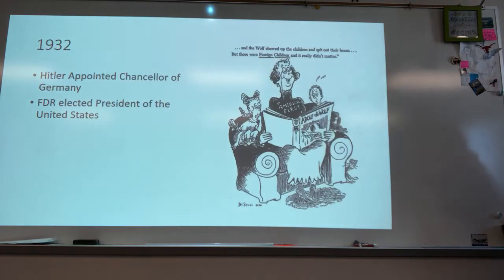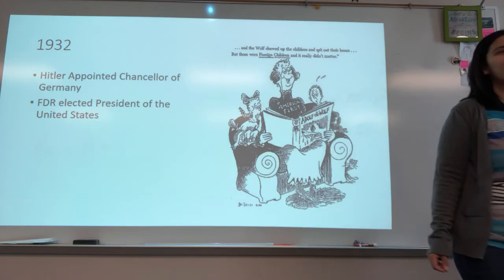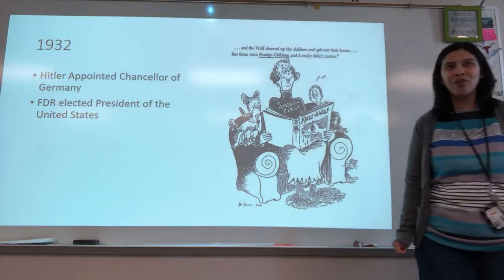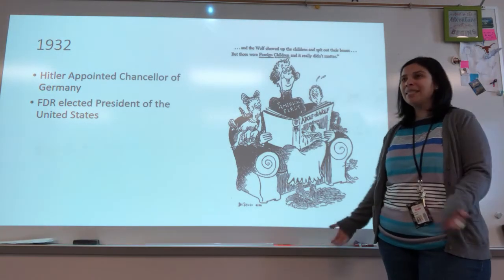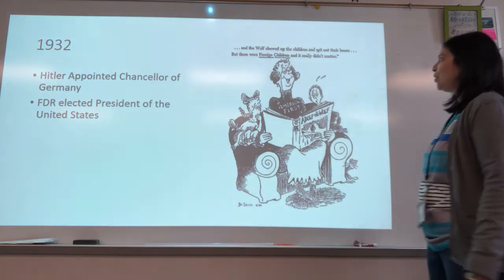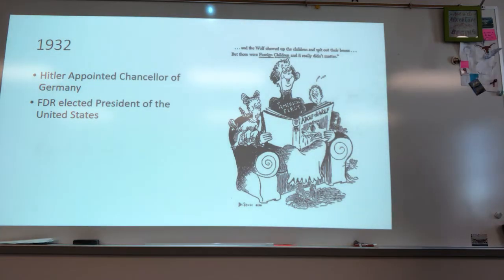So one of the things that I have to point out is most of you don't realize that when FDR becomes president, that's the same year that Hitler becomes Chancellor of Germany. And amidst that, here's one of our political cartoons, and this is going to be talking about an organization here in America. It's called The Wolf Chewed Up the Children and Spit Out Their Bones, but those were foreign children, so it really didn't matter. Adolf the Wolf. America First.